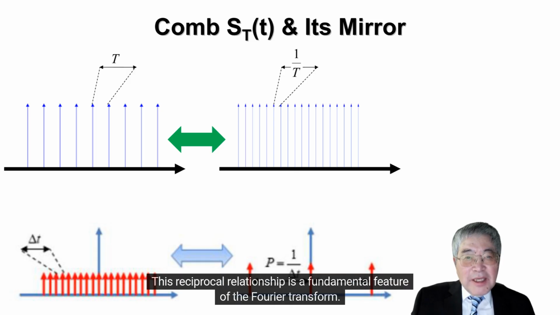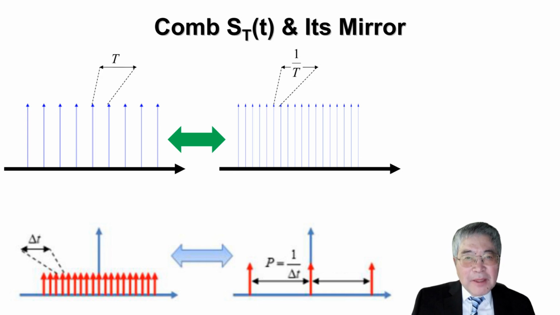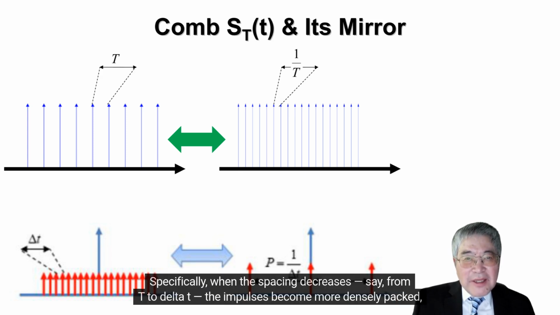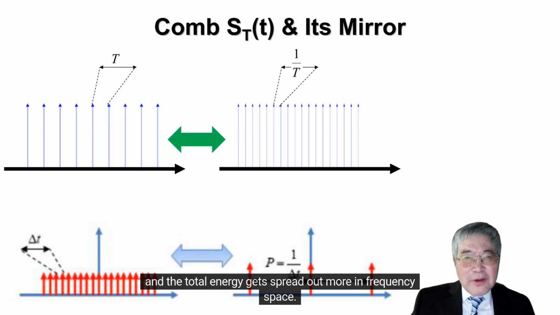This reciprocal relationship is a fundamental feature of the Fourier transform. The height or amplitude also changes accordingly. Specifically, when the spacing decreases, say from T to delta t, the impulses become more densely packed and the total energy gets spread out more in frequency space. So the amplitudes must be adjusted accordingly to conserve energy.